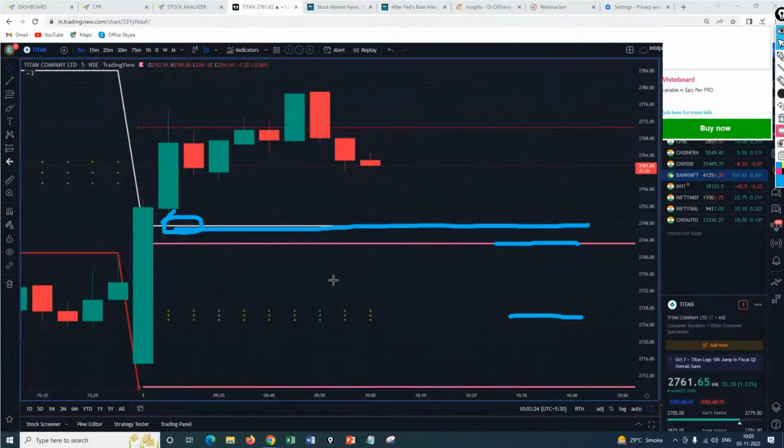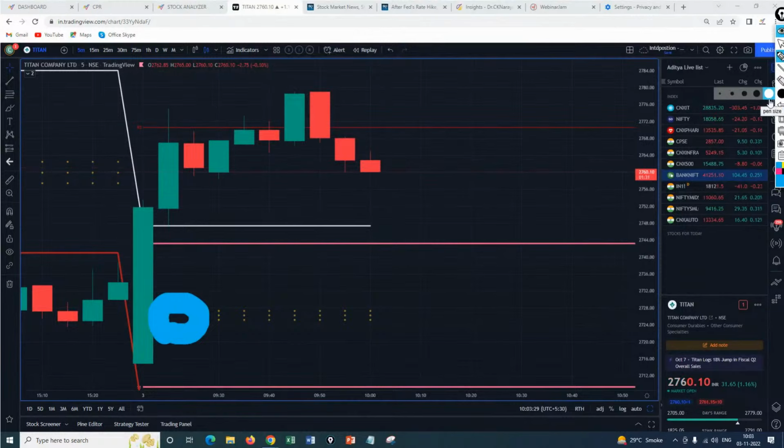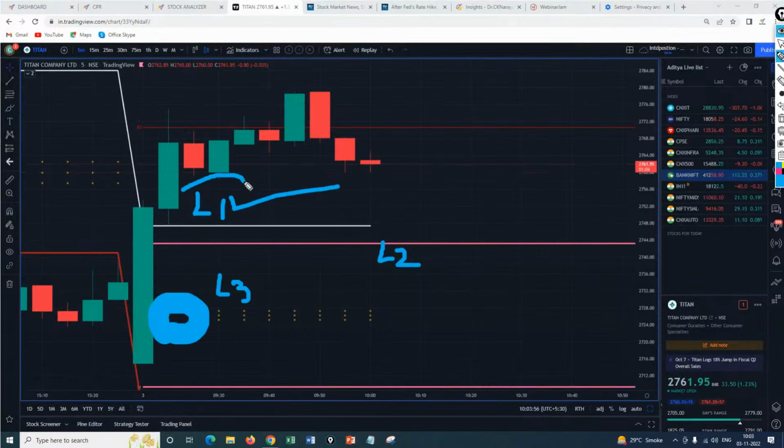The moment the stock goes above this particular CPR, it becomes a level three breakout. The moment it either breaks R1 or previous day high, it becomes a level two breakout. And the moment it breaks both of these levels, it becomes a level one breakout. Level one breakout is the best of all, and these are the sort of stocks that we want to look at, the stocks that are giving us level one breakout.